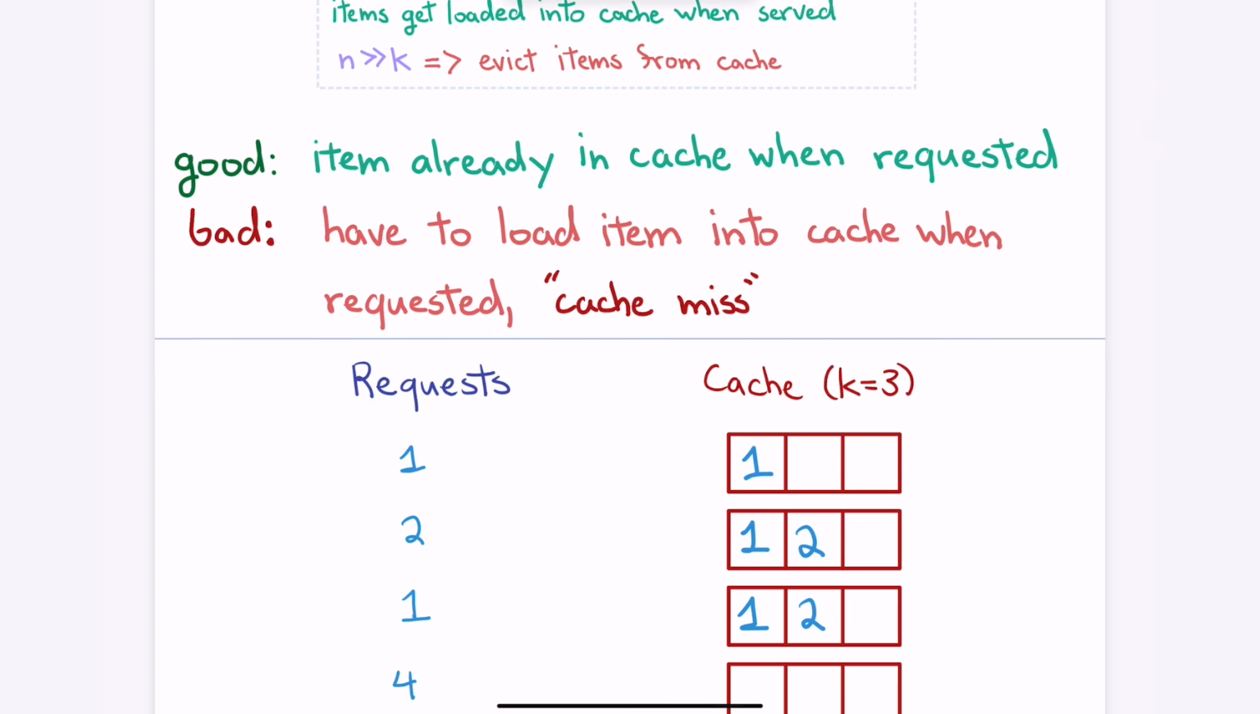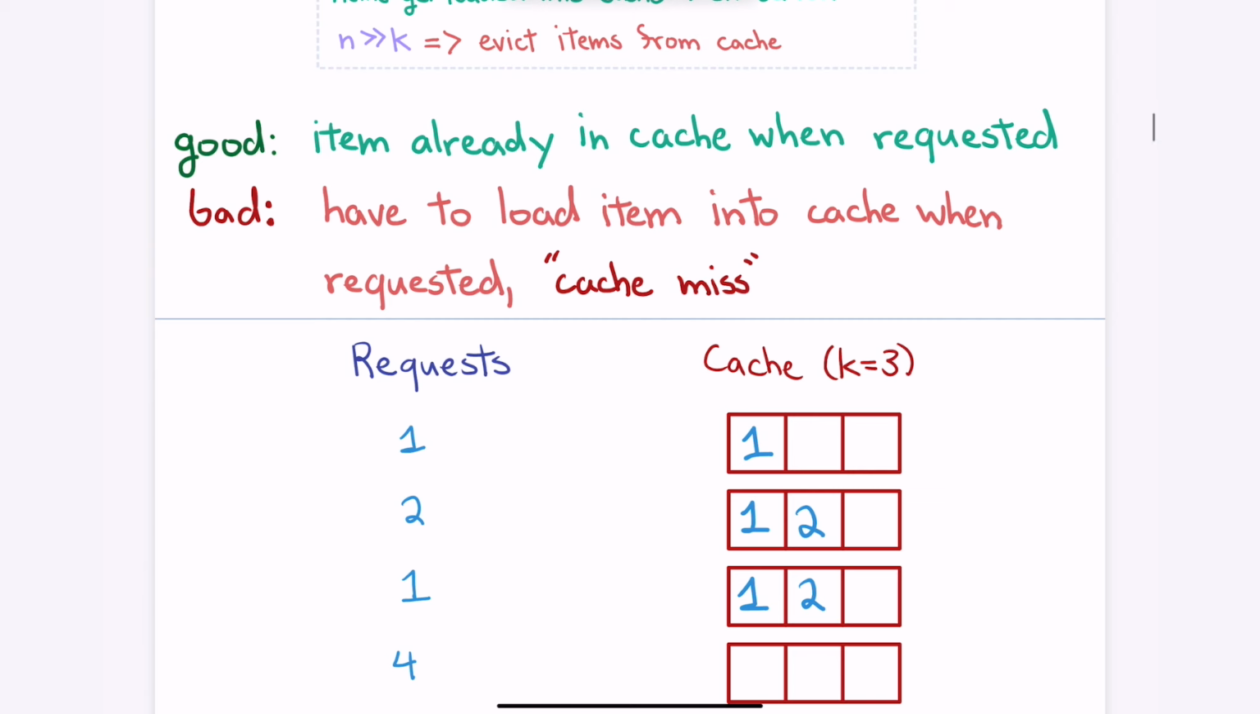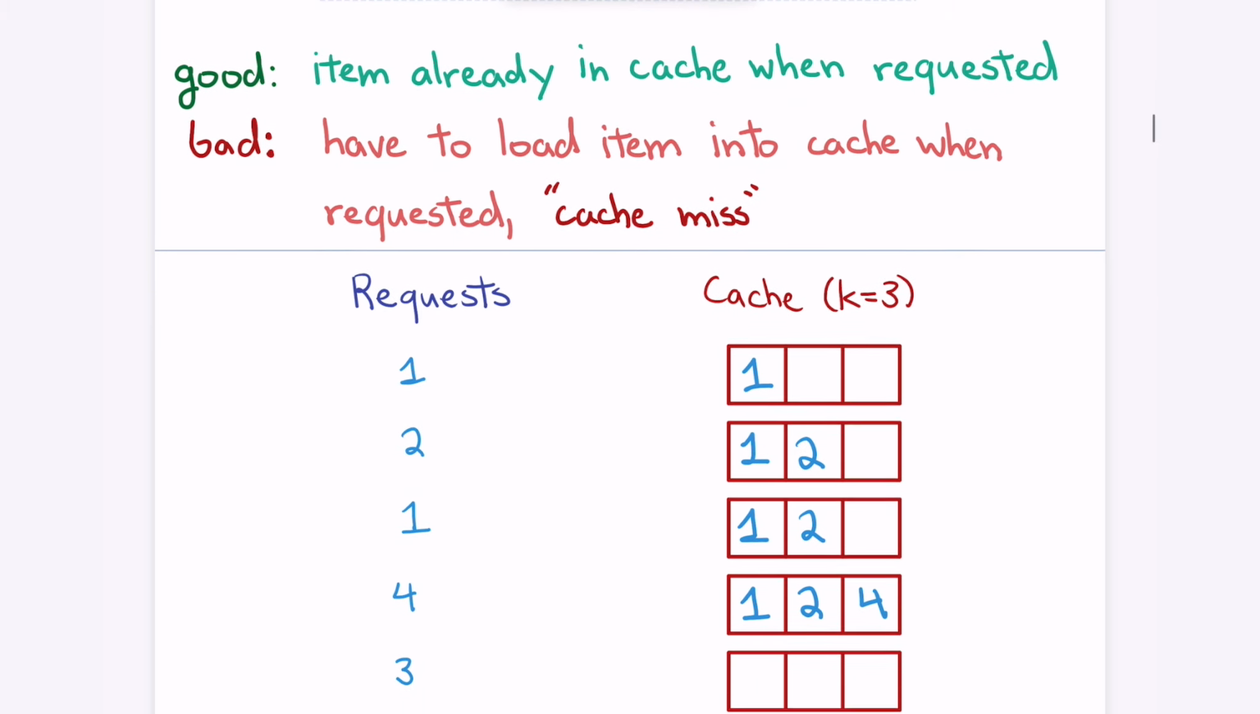And now here comes page 4. So I'll put that in the last slot. Okay. So up to this point, there's really nothing to do. Let's see if it gets interesting. Okay, 3. All right, item 3 comes in. Who do you want to kick out?